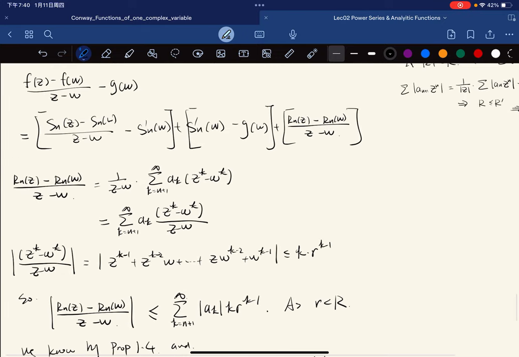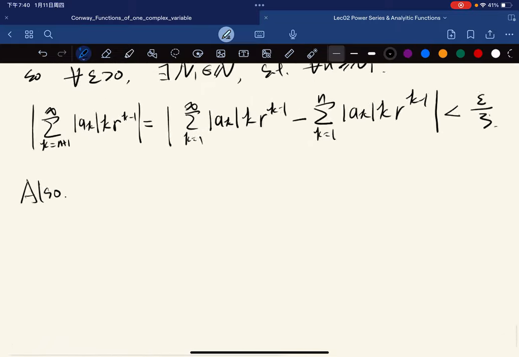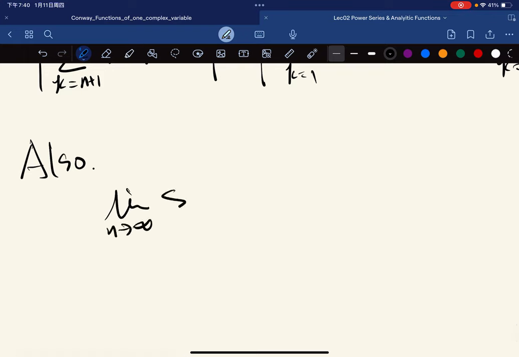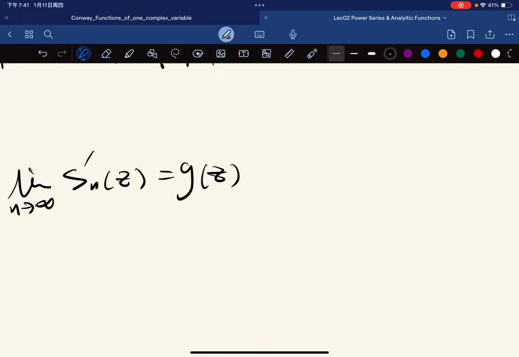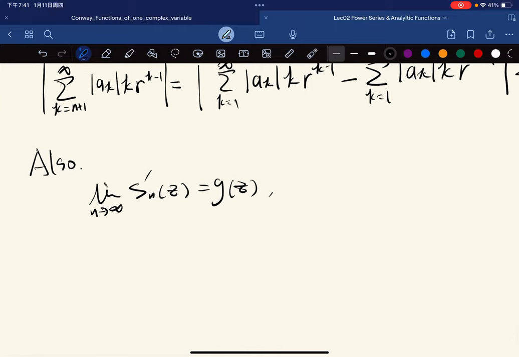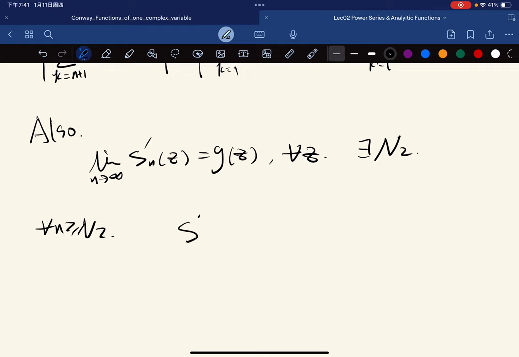Now let's control this part. Well, observe that the limit of Sn prime is just equal to g of z, right? We take the derivative of a finite sum. This drops and the power also drops, and you take the limit, which is basically equal to g by direct computation, by observation. This is true for any z. And we know that this means that there is an n2 such that for any n greater than n2, w, g of w.